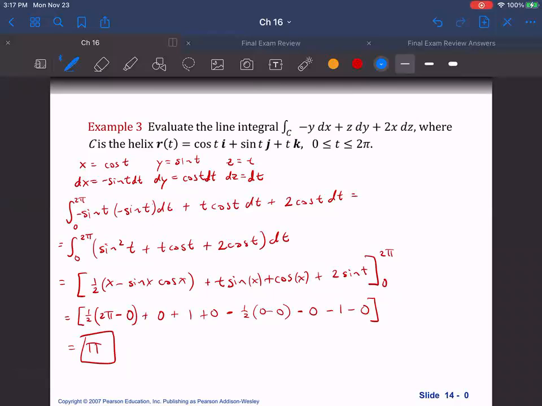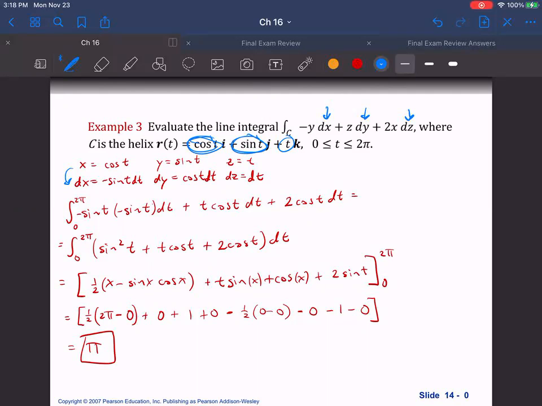You can see here that x is cosine of t, y is sine of t, and z is t, and that's taken straight from the parameterization, x, y, and z. And then I can figure out what dx, dy, and dz are by taking the derivatives of those. So dx is going to be negative sine t dt, dy is going to be cosine of t dt, and dz is just going to be dt. So I'm just taking the derivatives and going down like that.